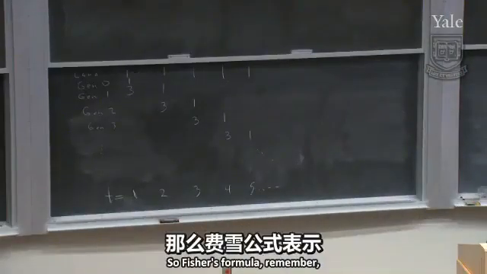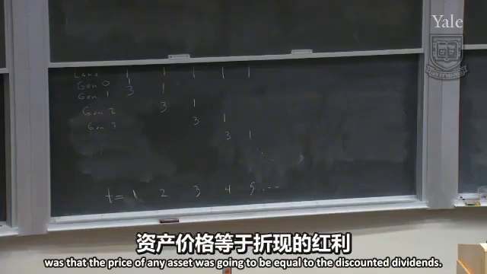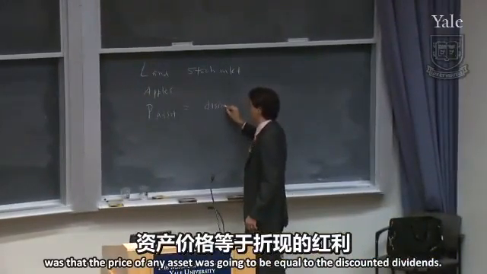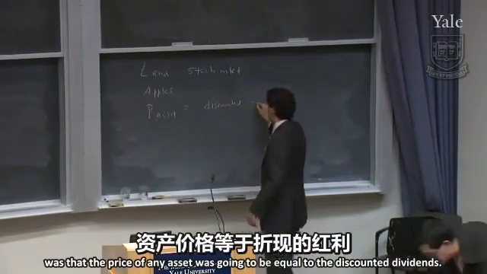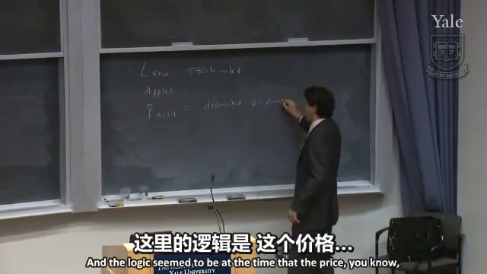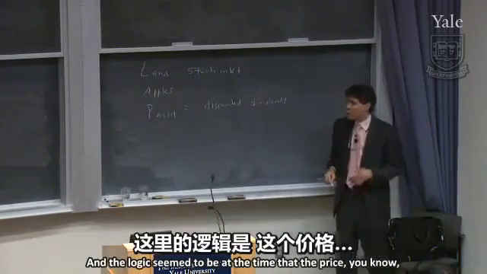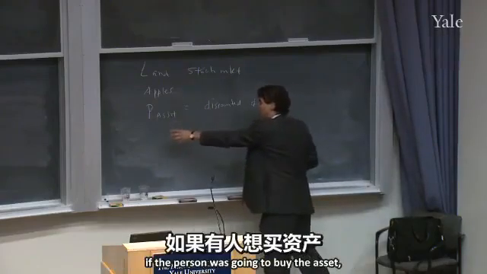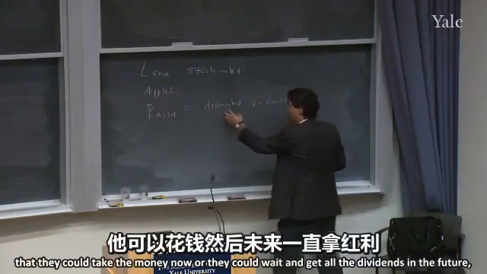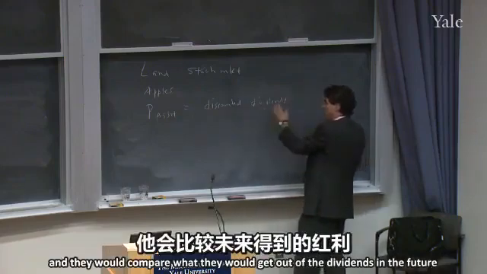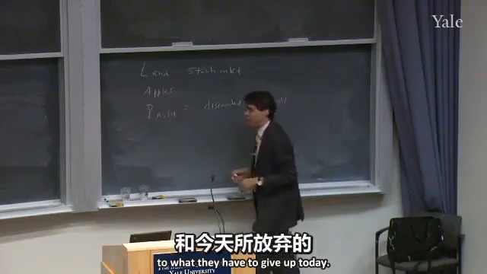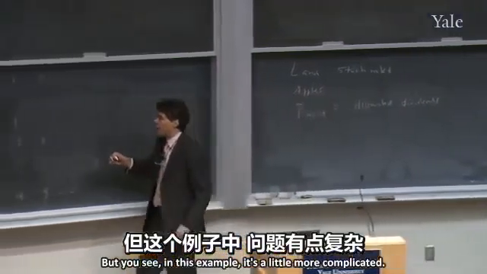So Fisher's formula, remember, was that the price of any asset was going to be equal to the discounted dividends. And the logic seemed to be that if the person was going to buy the asset, they could take the money now, or they could wait and get all the dividends in the future, and they would compare what they would get out of the dividends in the future to what they have to give up today. But you see, in this example, it's a little more complicated.